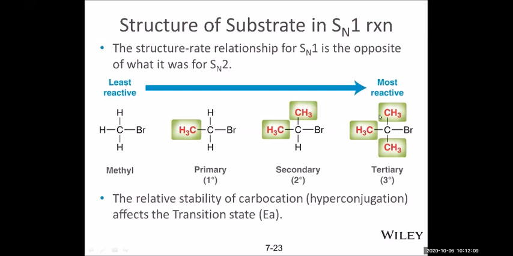The tertiary carbocation is more stable than the secondary, and the primary is the least stable. With a more stable carbocation, the reaction activation energy is lower, so you have a faster reaction.